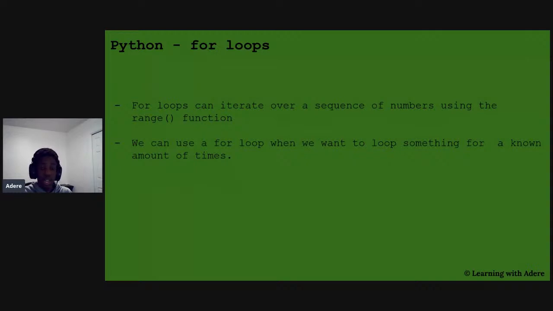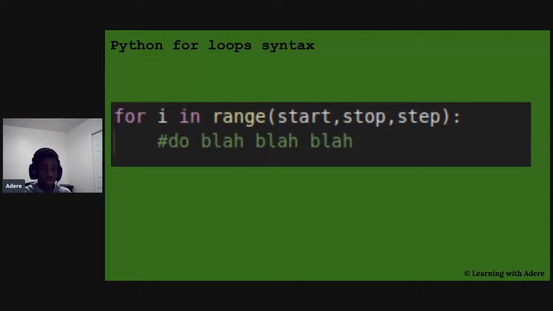So for loops can iterate over a sequence of numbers using the range function. The range function is completely different. That's just a function on its own, but pretty much we can add that on top of a for loop to iterate through numbers like that. So it's one of the simpler ways to do that. And we can use a for loop for when we want to loop something for a known amount of time. So once again, we already said that.